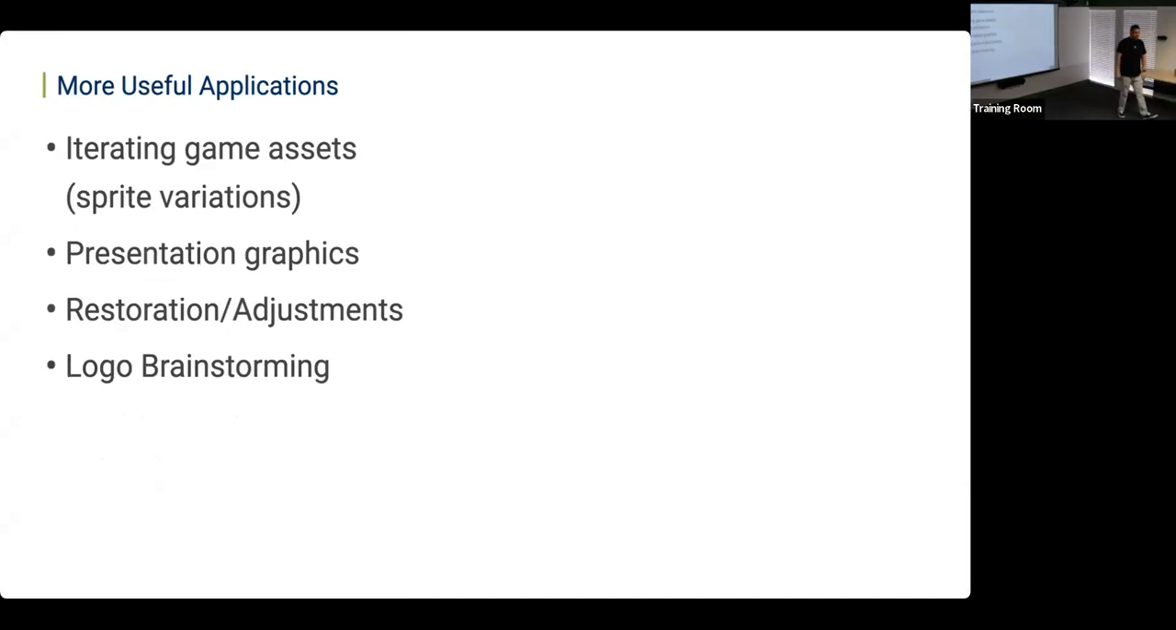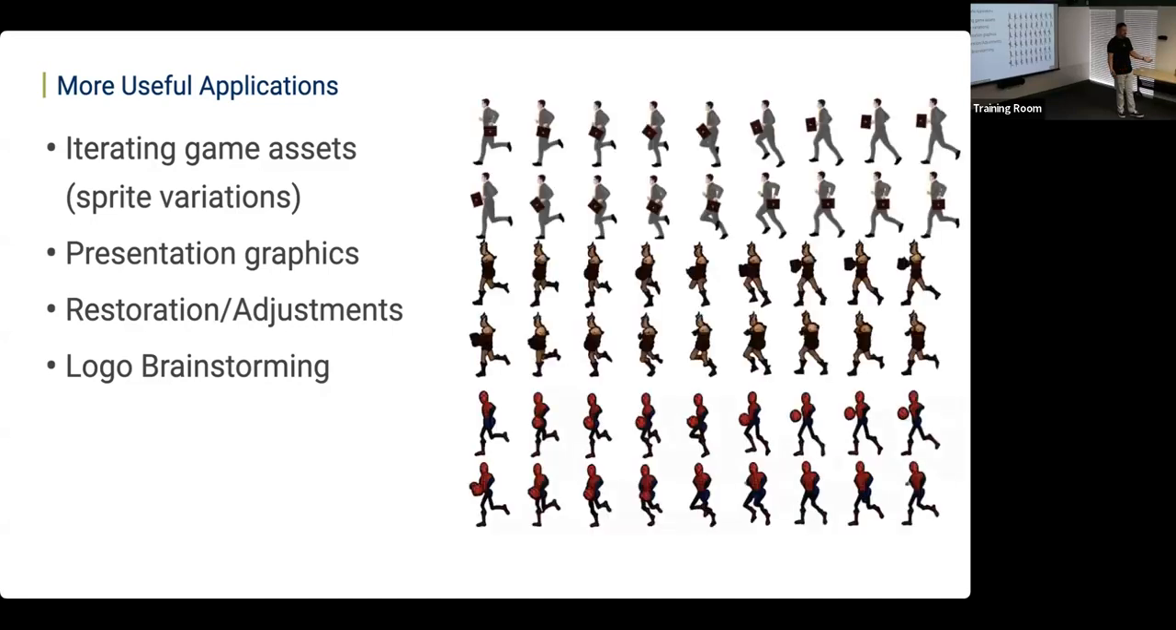There are also more useful applications. So for people who make video games, there's this whole process of generating every variation of a particular graphic. It's called sprites. And as you can see here, it's incredibly tedious work to generate all these variations, and AI can just do that, which is pretty cool.